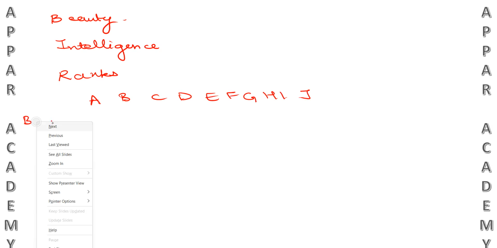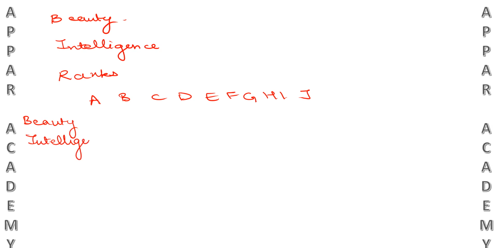Now sometimes what happens is, let's suppose we are giving ranks. Let's suppose there are 10 people, A, B, C, D, E, F, G, H, I, J. These are the 10 people. We are giving them rank on two parameters: first, beauty, and second, intelligence. Right, these are the two parameters. On behalf of these, we are giving them ranks.